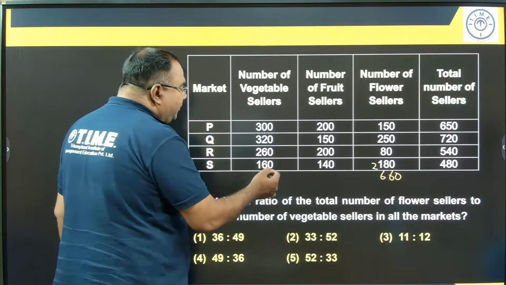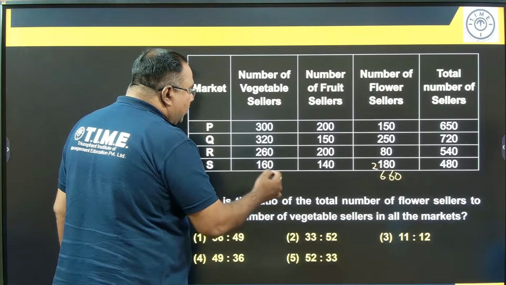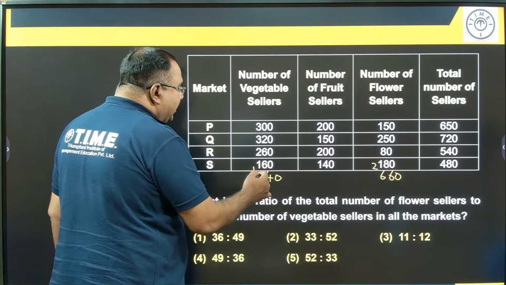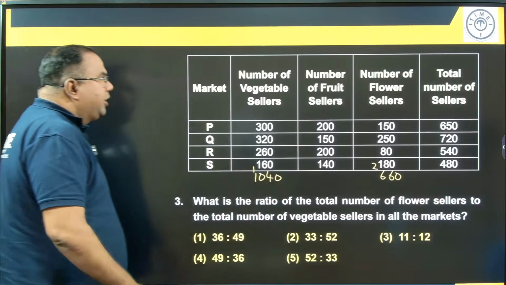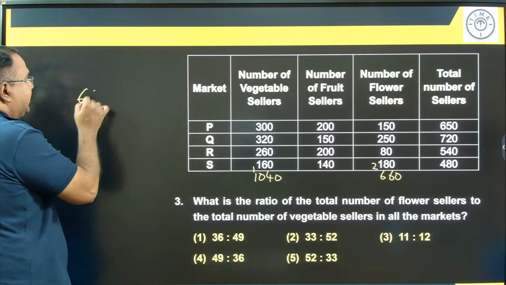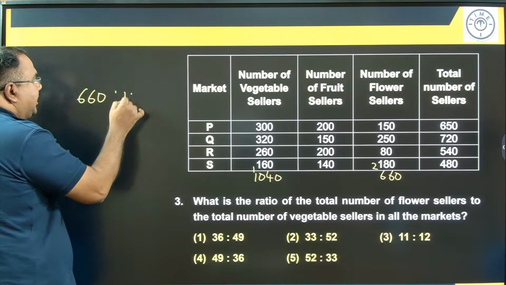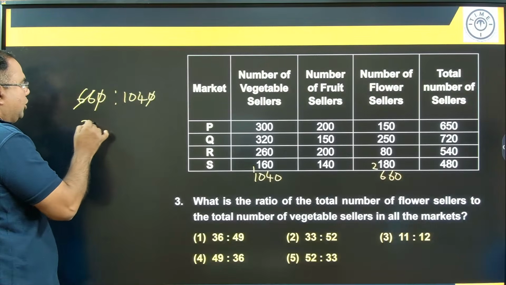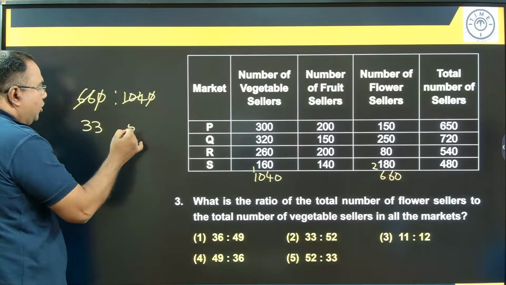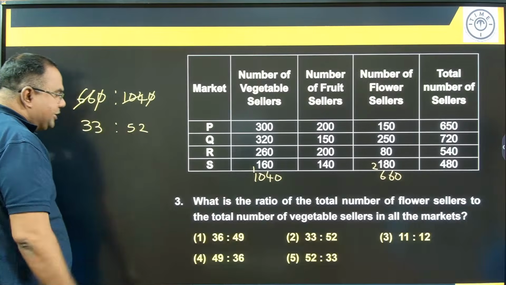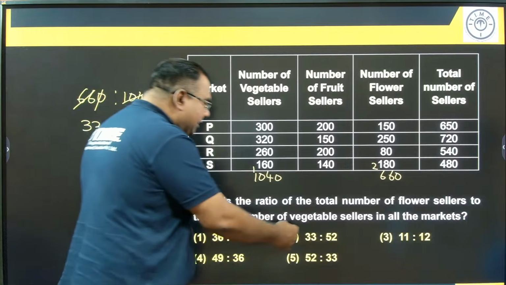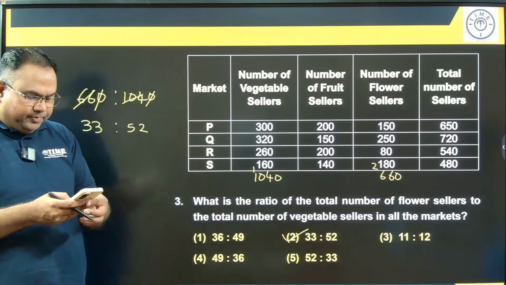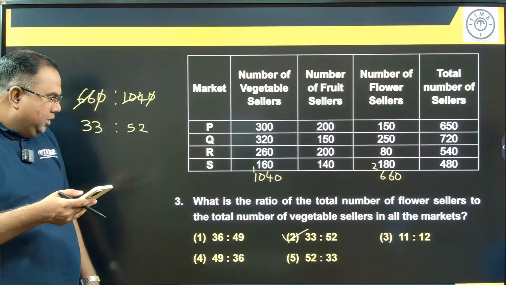So let's add this. This is 120, 140, 247, 1040. So the ratio of fruit sellers 660 is to vegetable sellers 1040. So 2 is a common factor, 2 threes are 6, 2 fives are 10. 33 is to 52. Correct answer. Choice 2 should be your answer. Right?